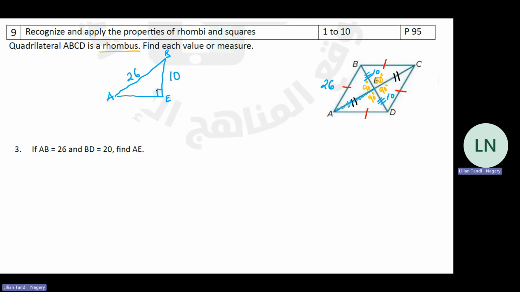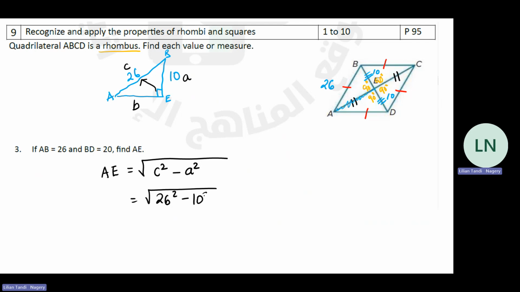So the line opposite the right angle will always be labeled by the letter C. And then this one you can put A or B, it doesn't matter. So if this is A, you put B here. Now you want to find B, okay? So you're going to write AE because you want to find it. So you're going to say AE equals the square root of C squared minus A squared, because you want to find B. So then you're going to do 26 squared minus 10 squared.